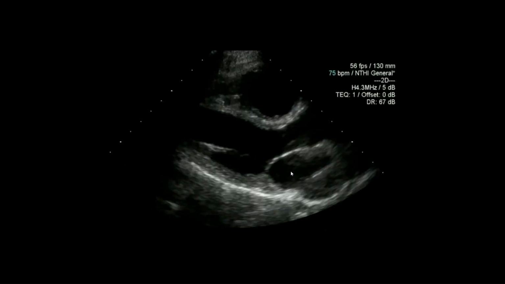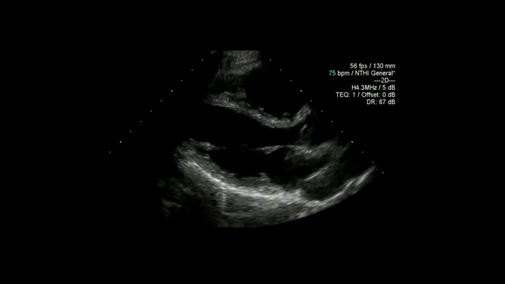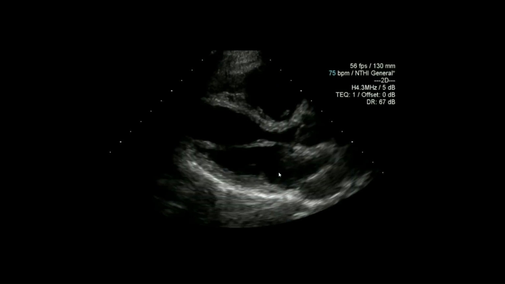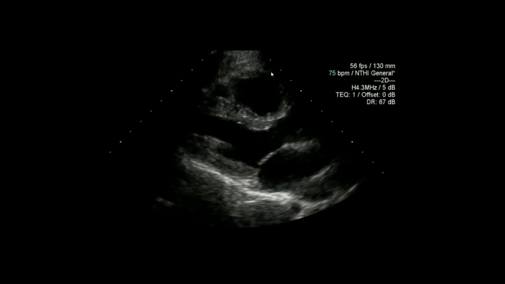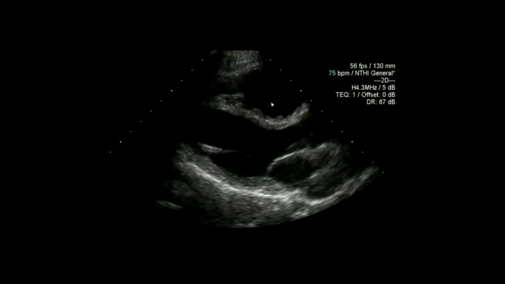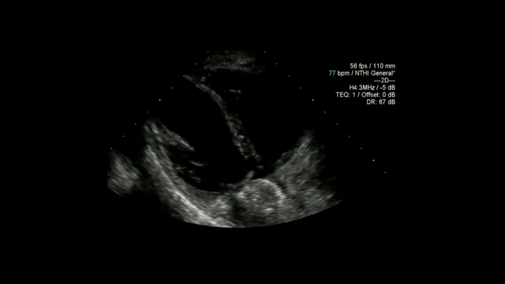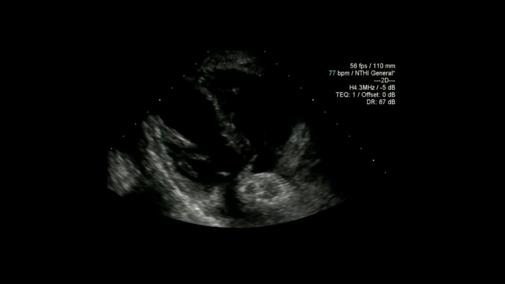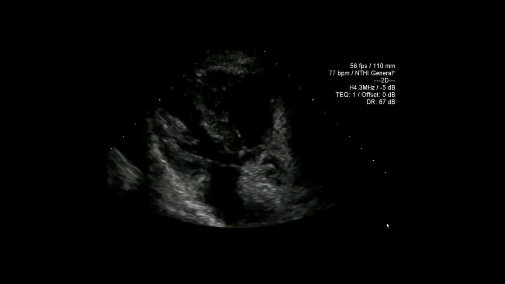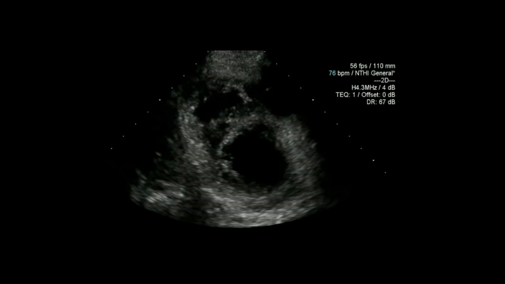The following images are a few months following device closure. So we're looking at the first view here. The RV function looks really quite good there. It still looks a little dilated in this view, but not quite as big as it was before. When we tilt across, we can see that device looking rather large across the septum there. And zooming up on it, we can see it quite well.